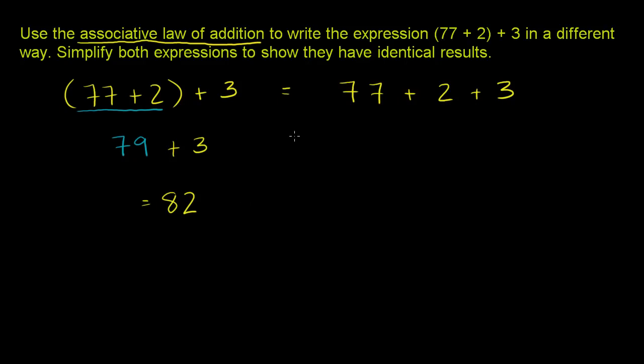But the associative law tells us, well, you know what? I could do 77 plus 2 plus 3. I could add this first and then add it to 77. And it's going to be the exact same thing as if I add these two guys first and then add the 3. And let's verify that for ourselves. So 2 plus 3 is 5. So this evaluates to 77 plus 5. And 77 plus 5, once again, is 82. So it doesn't matter how you associate the numbers. Either way, you get 82. And that's the associative law of addition.